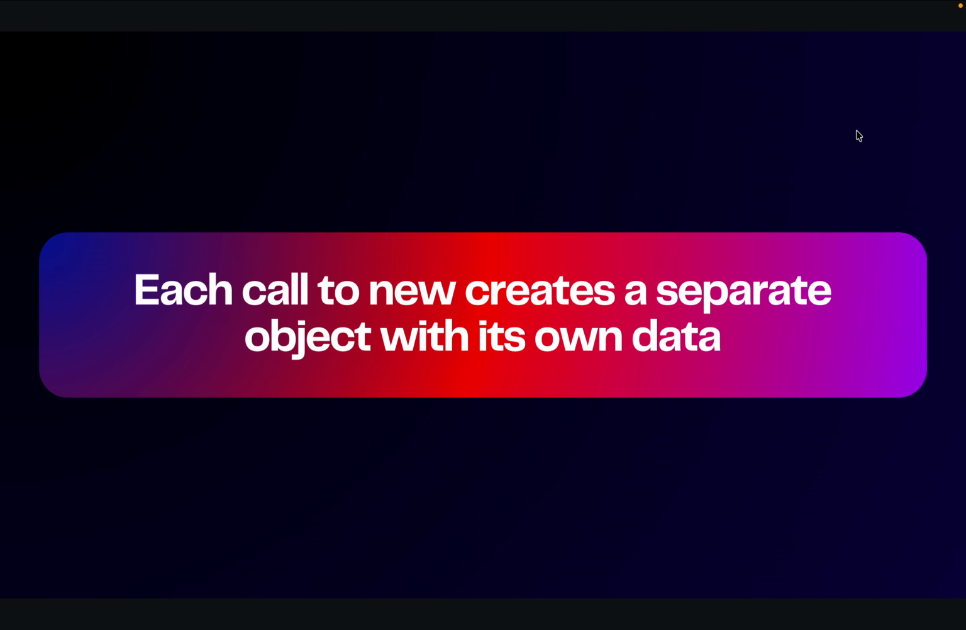So each call to new creates a separate object with its own data. So every time you create a new object, it is its own separate object with its own data, meaning they cannot share the same data and they are not the same object.